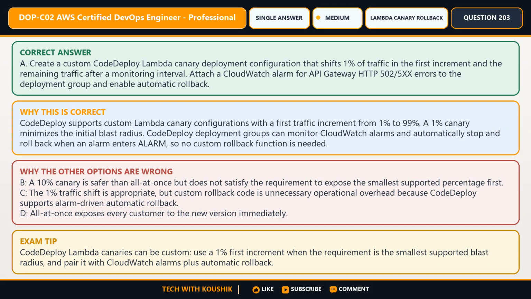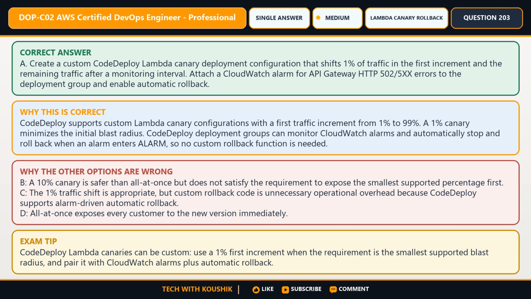The right response is Option A. Create a custom CodeDeploy Lambda canary deployment configuration that shifts 1% of traffic in the first increment and the remaining traffic after a monitoring interval. Attach a CloudWatch alarm for API Gateway HTTP 502/5xx errors to the deployment group and enable automatic rollback.